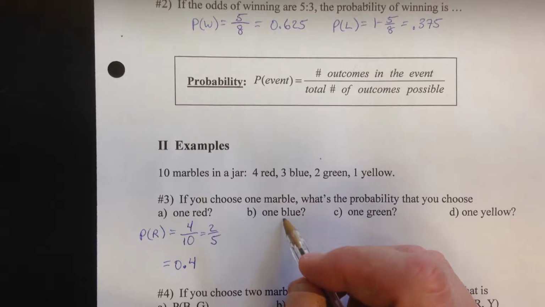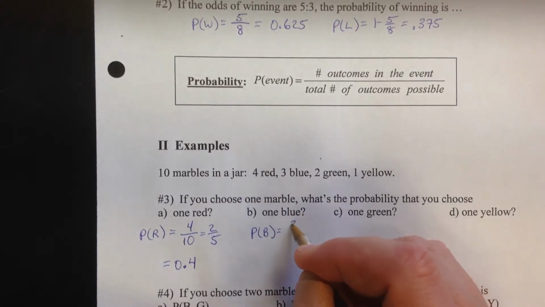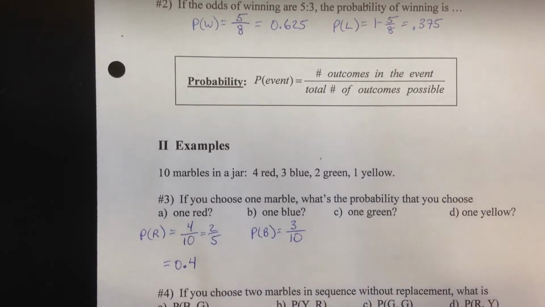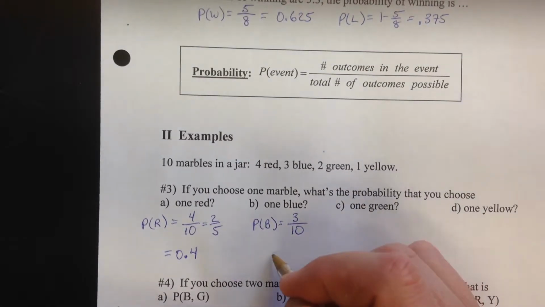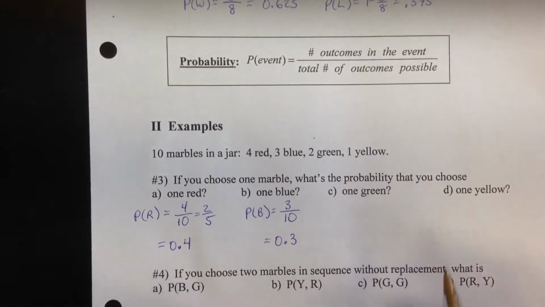What's the probability that you choose a blue? Well, there are 3 blues total out of 10 total marbles. So 3 out of 10, which is 0.3, 30%. Go ahead and feel free to work ahead on these and then come back to the video and see if you agree with what I get.